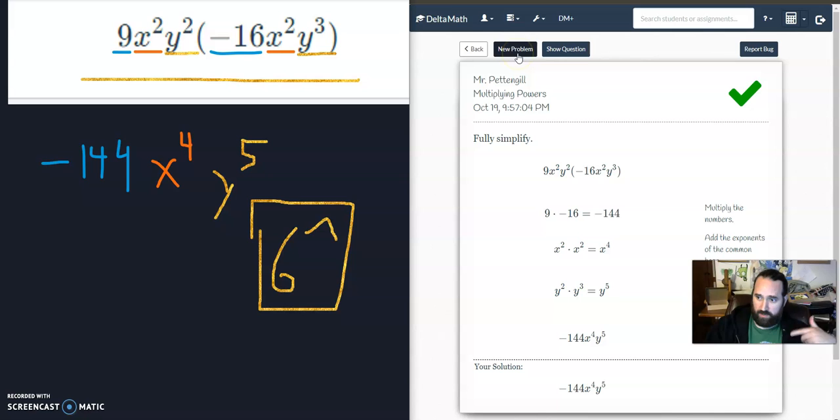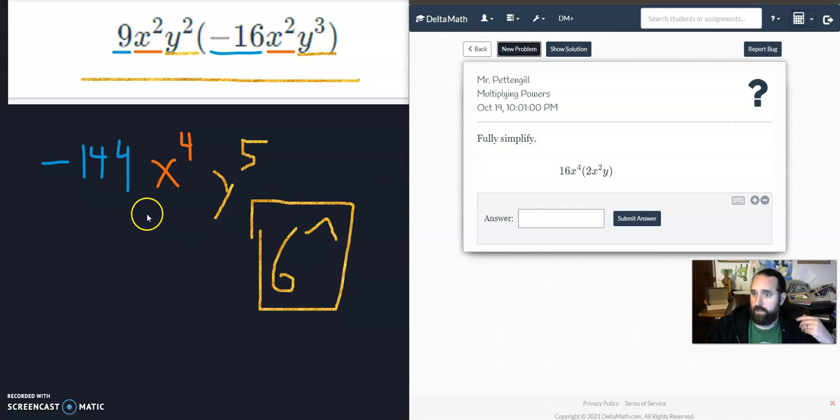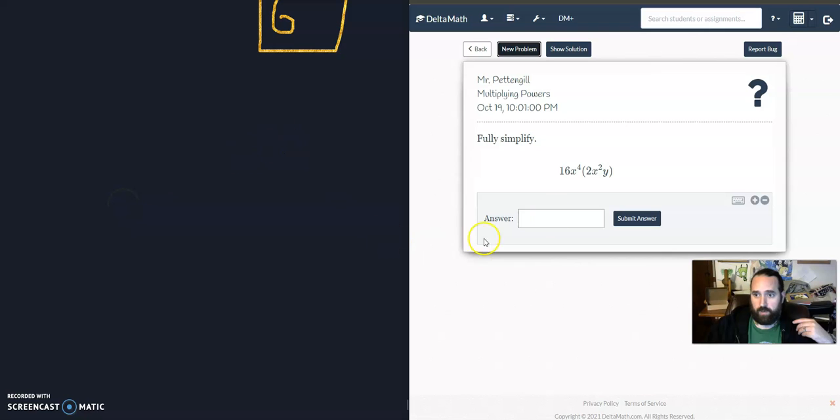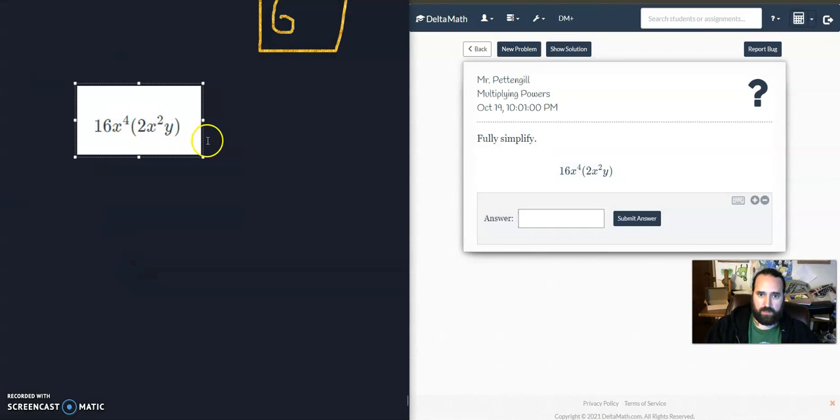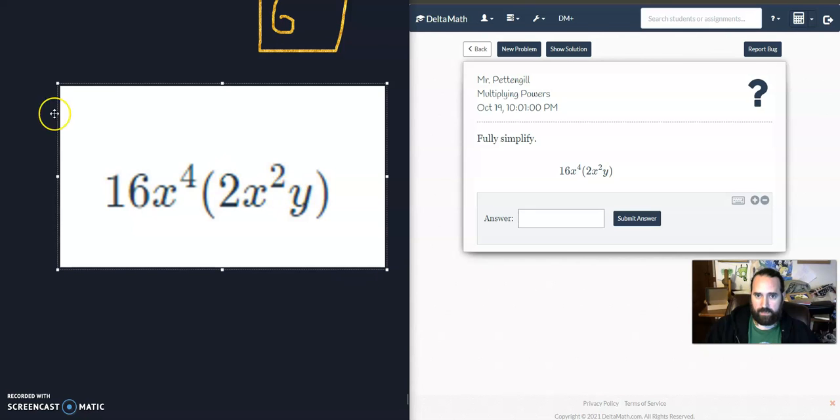So one last multiplication problem, and then we're bouncing to the next topic. Boom. Fully simplify. Okay. So I'm going to copy and paste and steal. Copy, paste. Make it bigger. Okay. It's bigger now. 16, 2. These are numbers. Guys, remember, there's no exponents involved here, so it's just 16 times 2. That's 32.